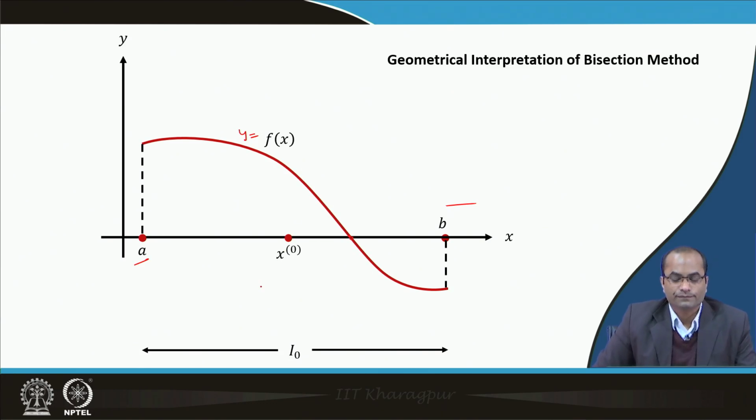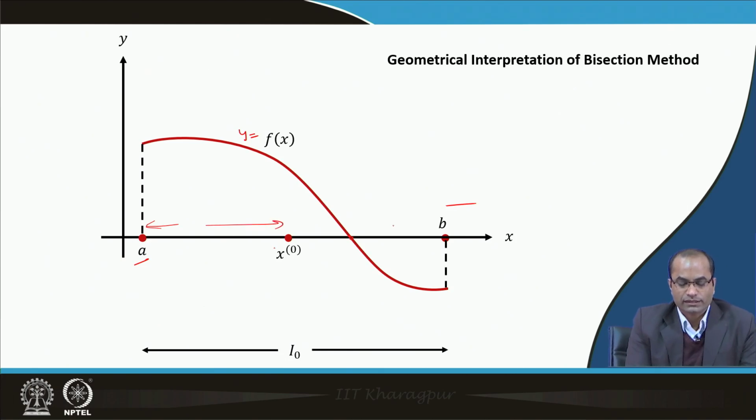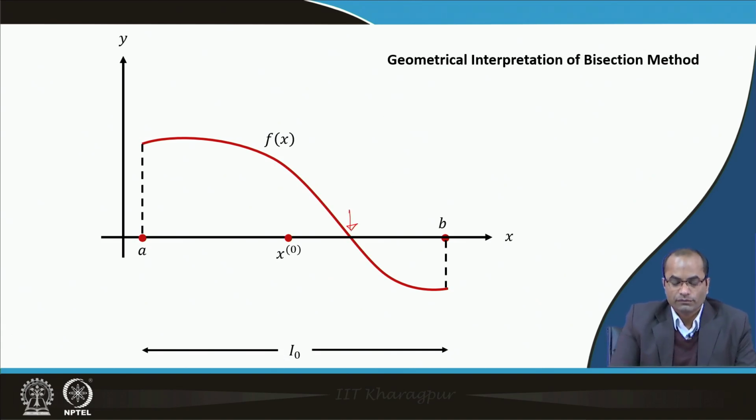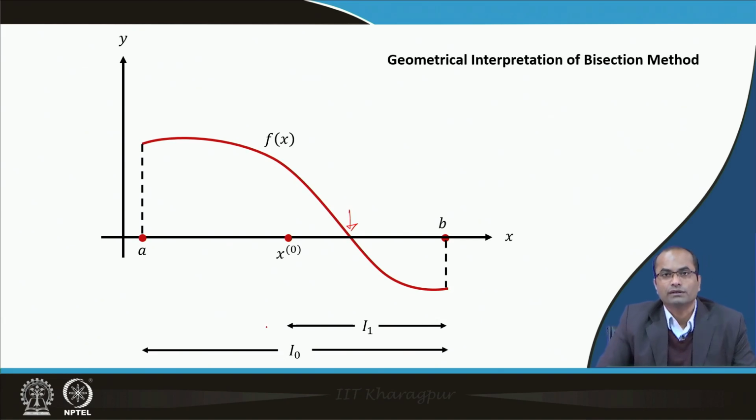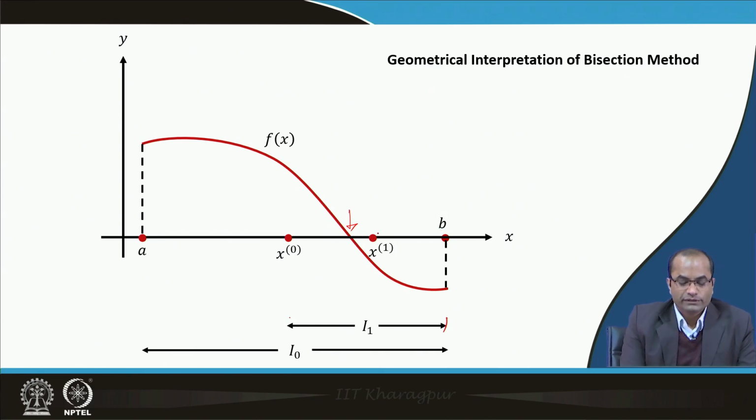So, that is x naught, and we see that there are two intervals now. One is from a to x naught, the other is from x naught to b. Again we will check the condition, the product of the function values at a and x naught, or at x naught and b, to see which one is negative. Certainly, because the root lies here, the other one will be negative. So, our interval of interest is I 1, the right hand side of this whole interval. And now we will again take the middle point.